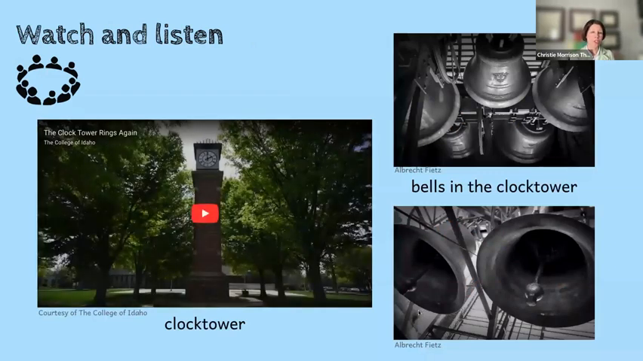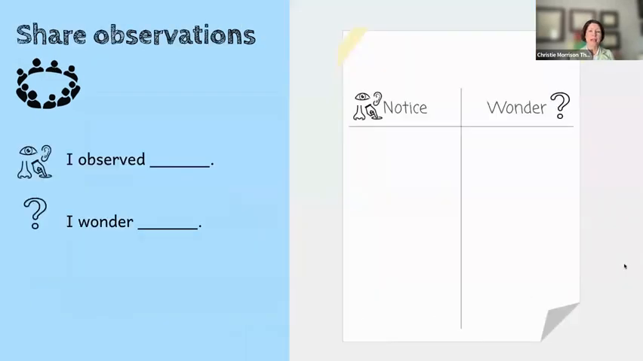First, we re-watch and listen to the clock tower sound signal, making observations or noticing details using our senses by playing the video and noticing the images of the bells inside the clock tower. Then, our teacher introduces our notice and wonder chart as a place to record our observations and questions. This is important in science so we can keep track of our thinking and identify what we can figure out next. As we add to our notice and wonder chart, we can use sentence starters like I observed and I wonder to help us share our ideas.